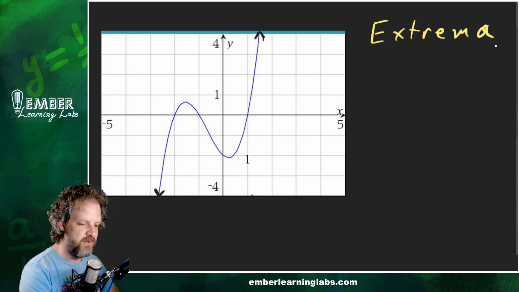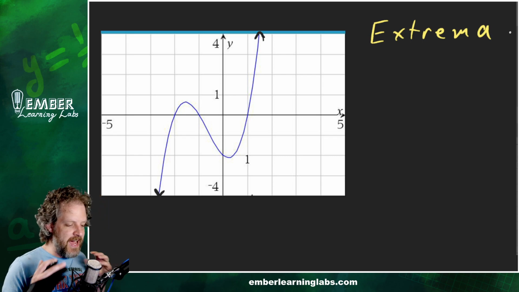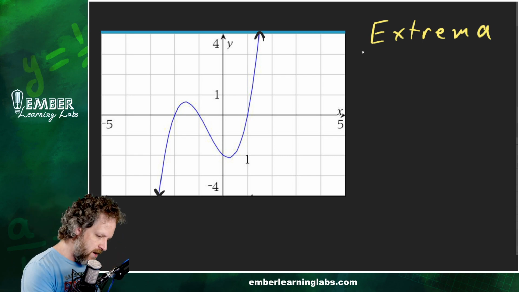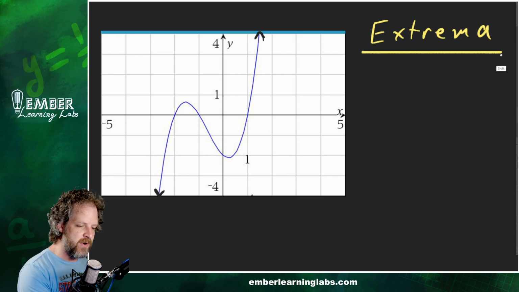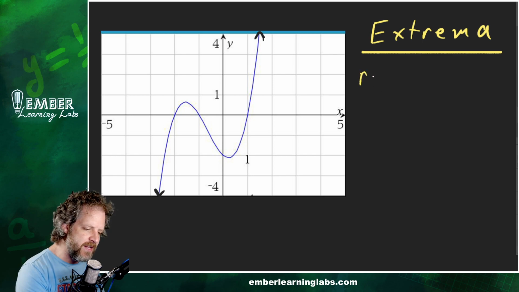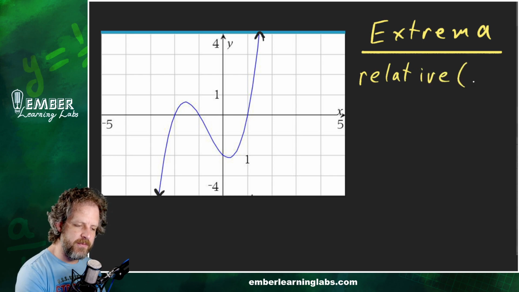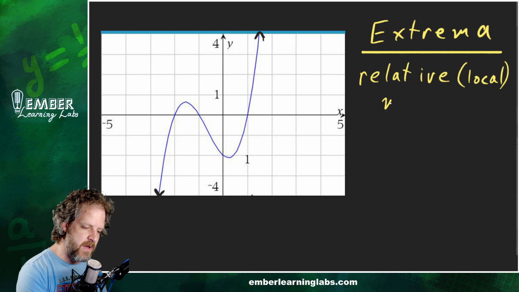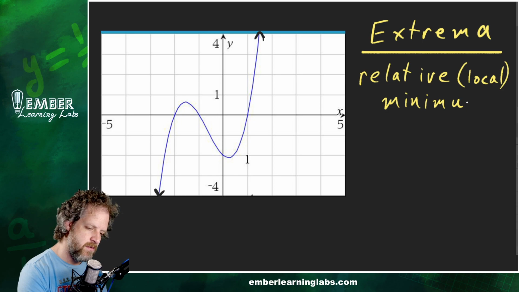Extrema, which goes with the word extreme. So what are the extremes? That's going to give you a clue what these are. There are two different types of extrema that we're going to talk about here. The first one is a relative, sometimes called a local minimum, or a relative or local maximum.